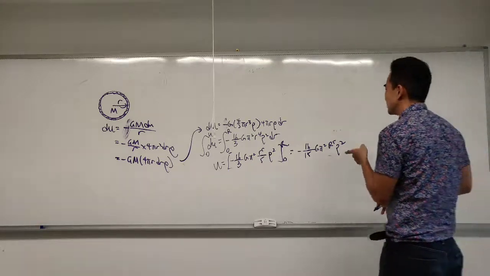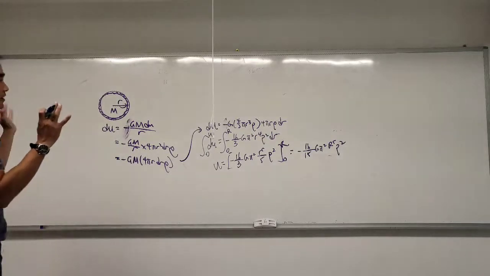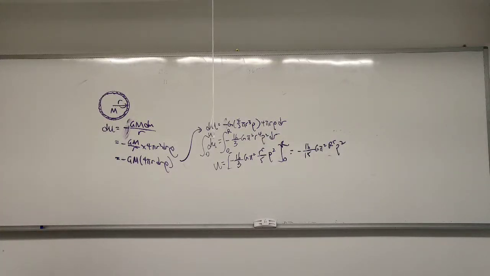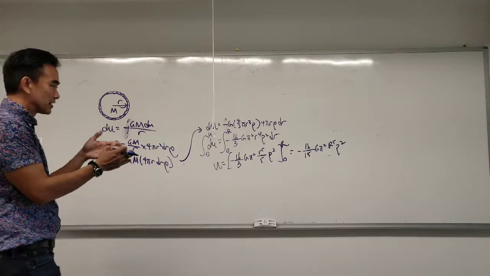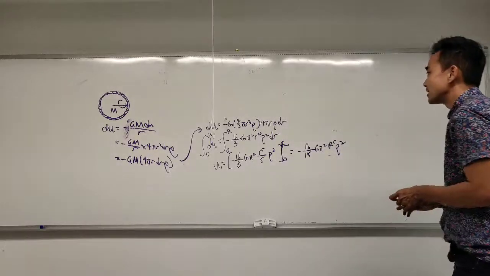That means that this is the potential energy of the whole planet. So in order for you to rip it apart, you need to supply this amount of energy to make it zero energy. Now let's do a final check and see whether this expression is fine. Quick check.